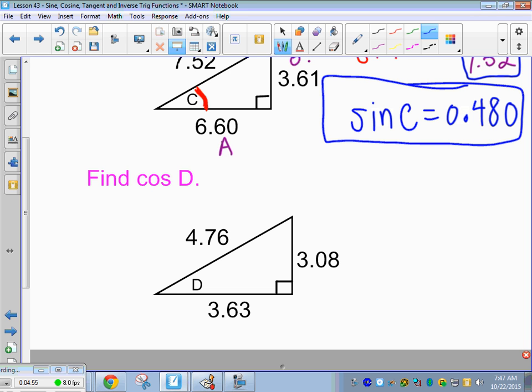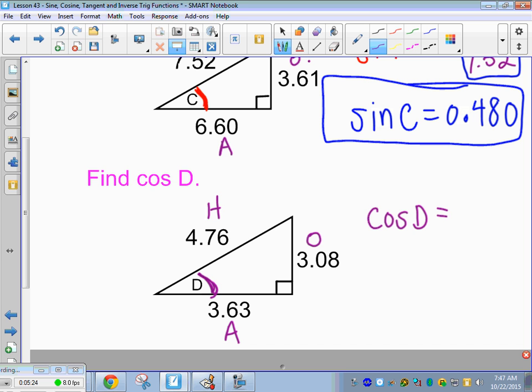All right, find cosine of D, cosine D. So we have a new triangle. And we're talking about the same angle down here. So I still know that 4.76 is the hypotenuse. I still know that opposite to angle D is 3.08. And down here at the bottom is the adjacent side.